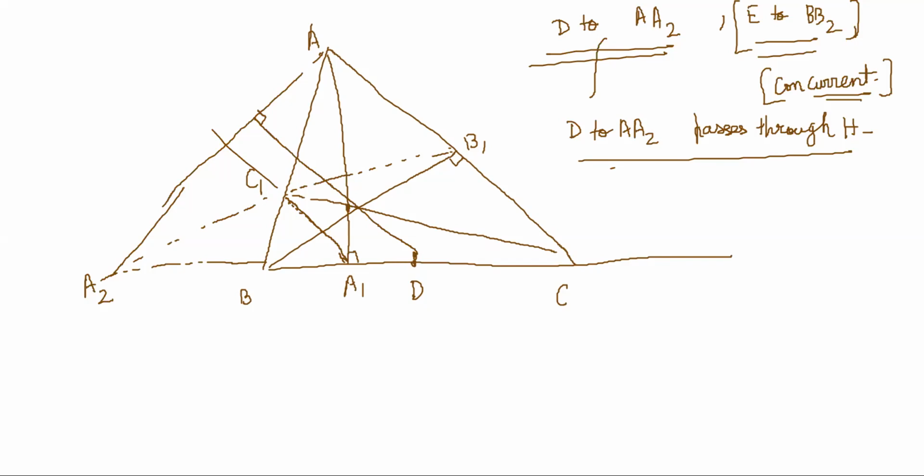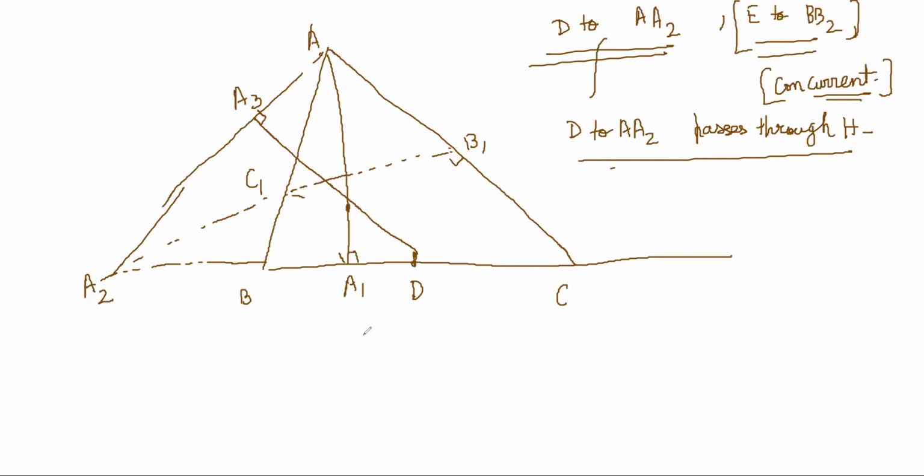So notice that so far we have not applied any geometry. We have just drawn the figure and tried to think how they will be concurrent. It looks like it will pass through the orthocenter, right? So let A3 be the foot of the perpendicular from D to AA2. Let this point be A3. I will just rub off these lines, which are unnecessary right now. Let A3 be the foot of the perpendicular from D to AA2.